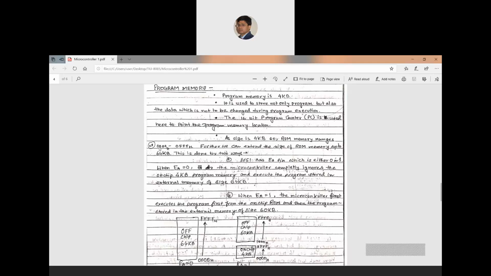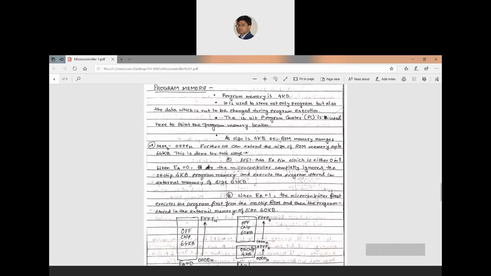You can see from this figure 0000H, that means this is hexadecimal. This is the address of the first location of this ROM, and 0FFF is the address of the last location of this ROM. Okay, so this is clear. This is the thing that we are having internally in the 8051.